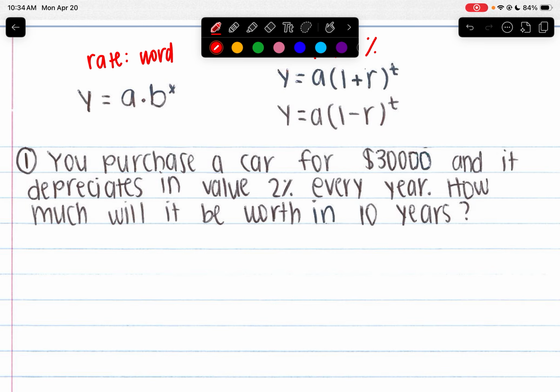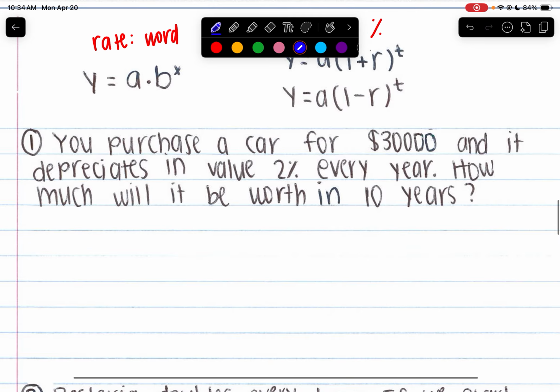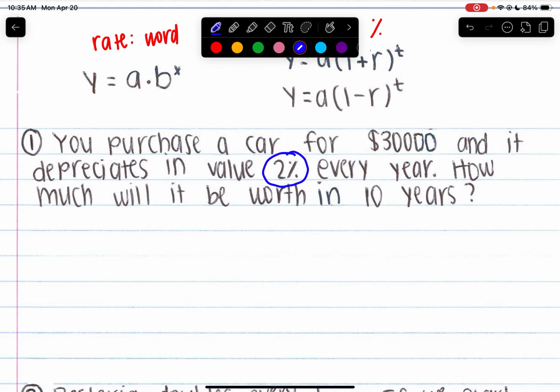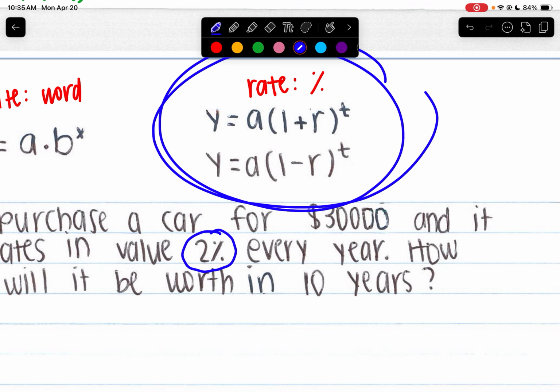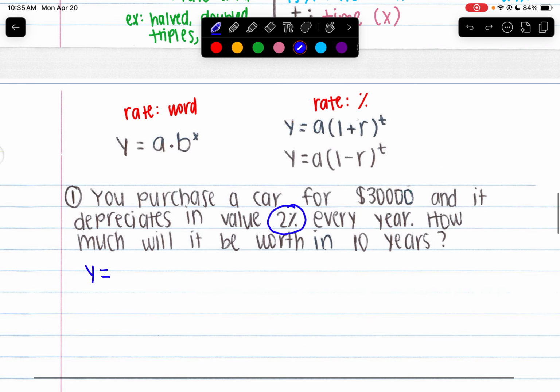You purchase a car for $30,000 and it depreciates in value 2% every year. How much will it be worth in 10 years? So off the bat, I notice I need to figure out what formula to use. And that's going to be based on how the rate's given to us. Do we see the rate as a percent or a word here? Now, I see here that the rate is given to me in a percent form. And because it is a percent form, I know for a fact I'm going to be using the right side over here.